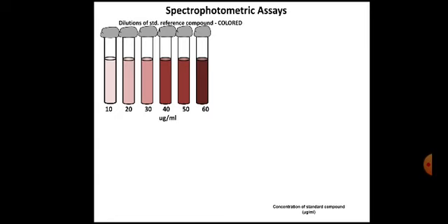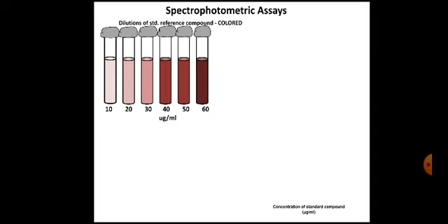Then another method in physicochemical assays is the spectrophotometric assay. Spectrophotometric assay, as the name indicates, makes use of an instrument called a spectrophotometer. This spectrophotometer is useful for the measurement of desirable fermentation products.